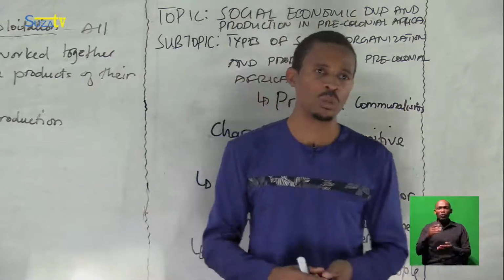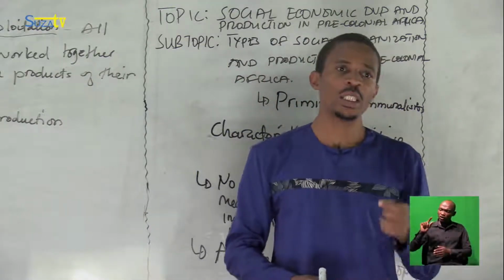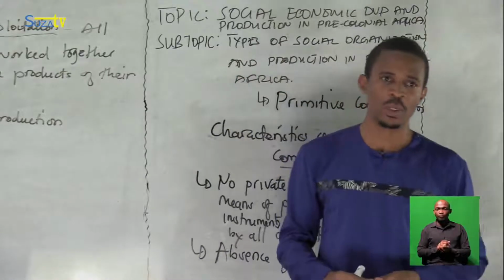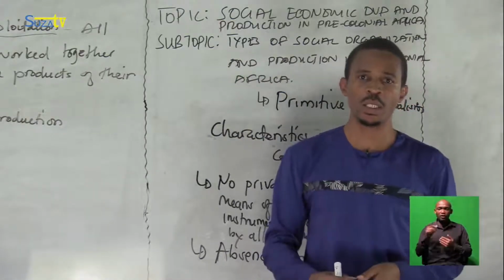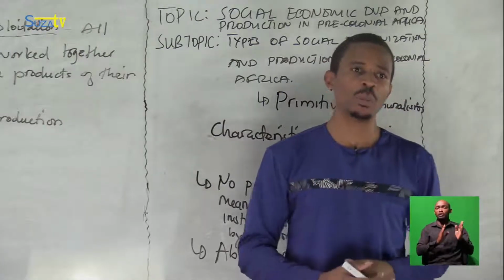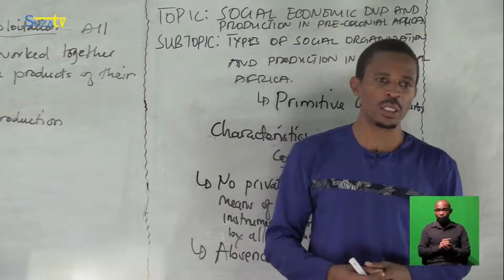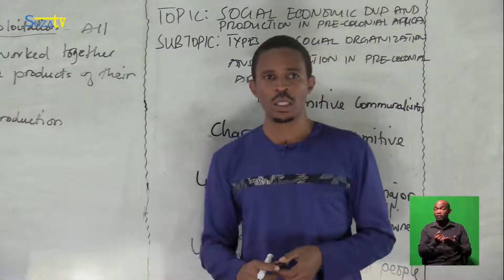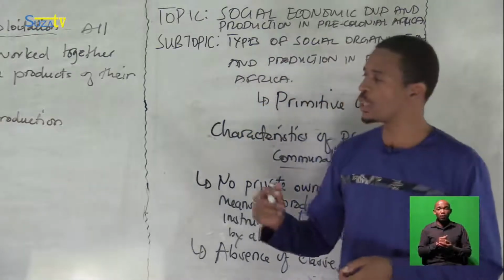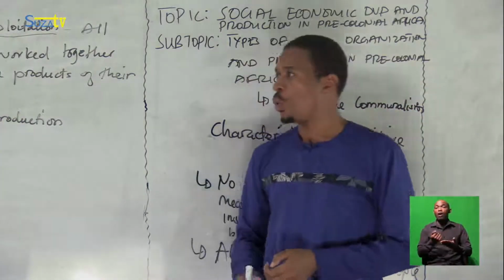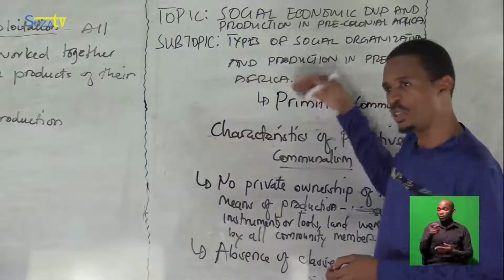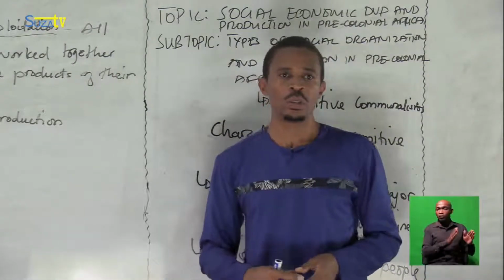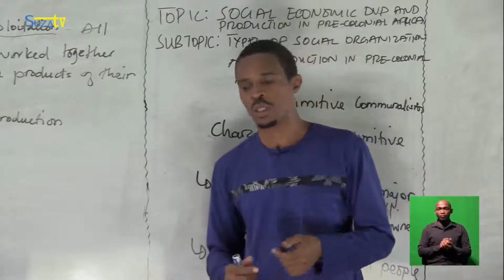Why was the production very low? Who can tell us? What is the reason behind the low level of production during primitive communalism? Who can tell us, students? I need to hear the reason. Why did people living in this mode of production produce low quantities? Yes, good.